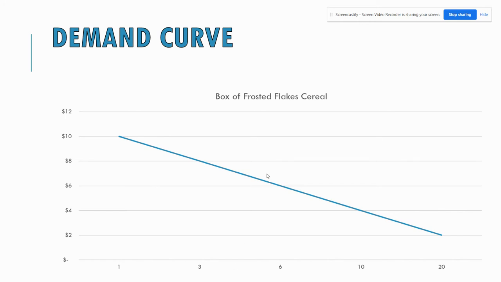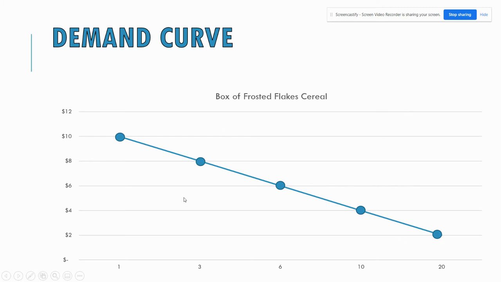Okay, so here we have the demand curve for the cereal that we looked at before. What you do to draw your demand curve is plot your points. So we said at $10 there was one box demanded. Where those two numbers meet, that's where you put your quantity demanded point. So we have all of the points from our demand schedule, and then you connect the dots, and that will be your demand curve.